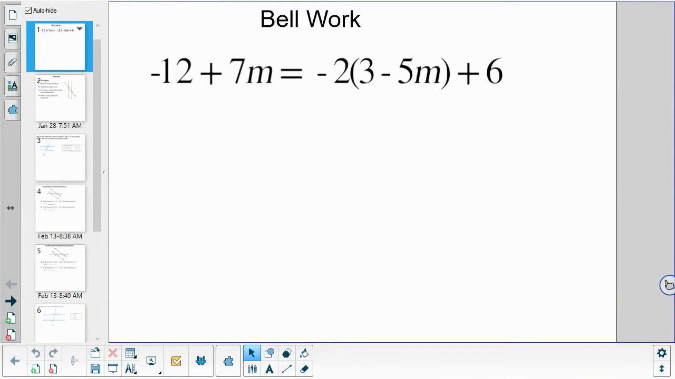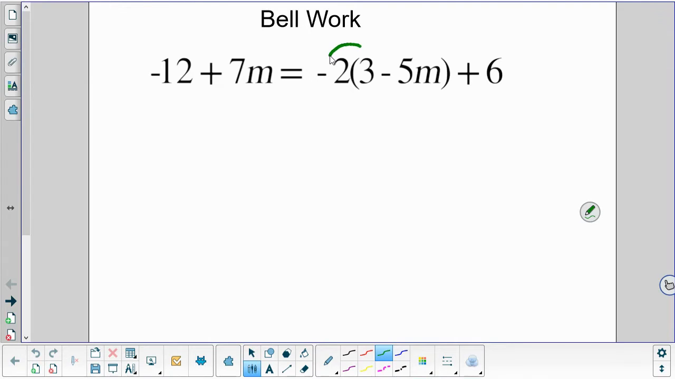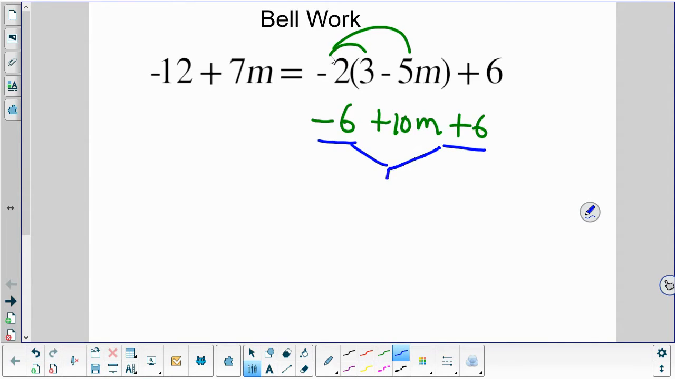All right, we're going to get started on our next lesson, and this is just part 2 of parallel lines and transversals. So let's start with a little bell work. We've got another equation which we've been practicing quite a bit because solving these angle problems has involved a lot of equations, hasn't it? Okay, so first of all, we get rid of the parentheses by doing the distributive property.